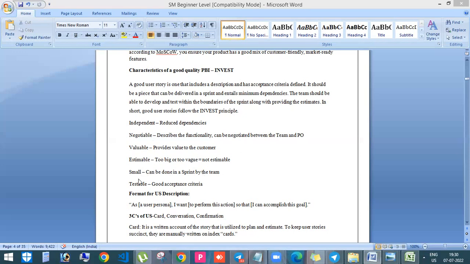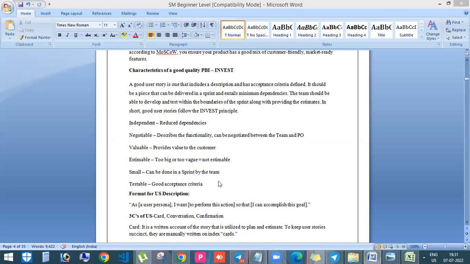Next, small. It should be small enough to be done in one sprint by the team. This point also I have already mentioned to you. A user story should be completed within one sprint, which means development plus testing. Now you may have a question: consider that development alone is completed. Then we cannot complete that story, because only after testing can the story be completed, right? So always write the story small enough to be done in a sprint. That is why I used to tell you we should split the stories as small as possible.